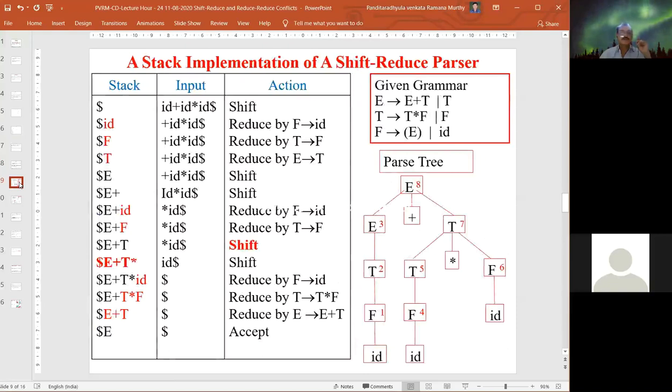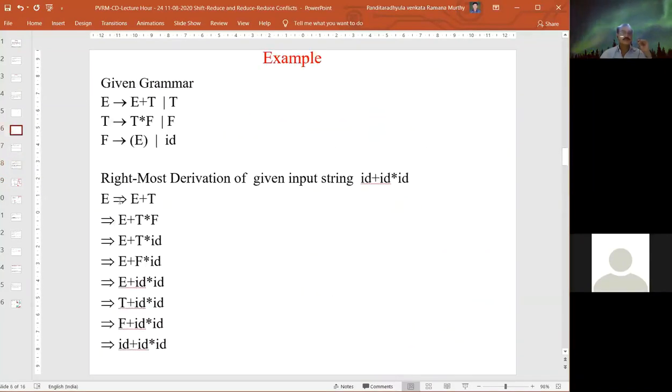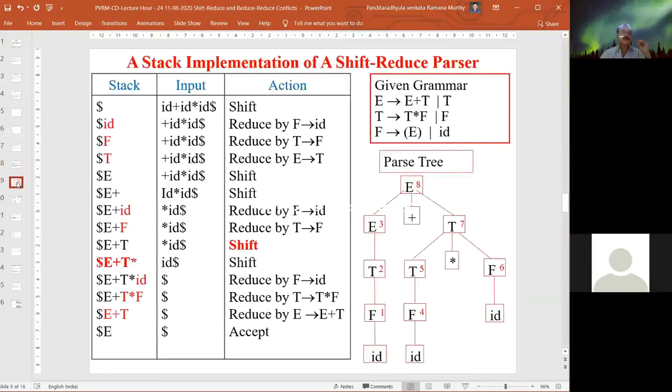Now we have identified a handle that can be replaced or reduced to the left side of the production, and we identify a shift symbol that can be shifted from the input string onto the stack. I have given you the previous grammar. Now we'll see how the implementation of these right sentential forms works using the stack.